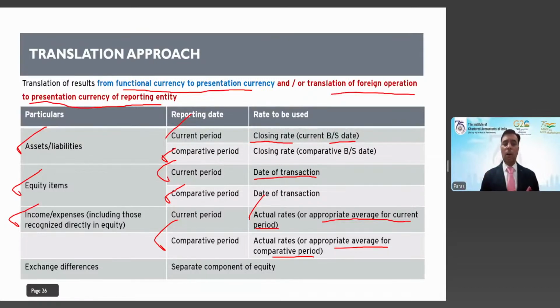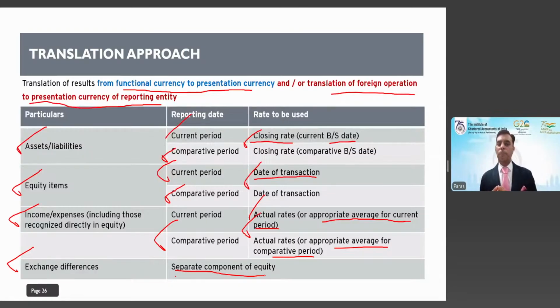Now you can see assets and liabilities have been translated using the closing rate. Equity items have been recorded using the rate on the date of transaction, and income and expenditure have been translated using either the actual rates or the appropriate average rate of that particular period. So there will be a delta, a balancing figure, and this delta will be considered as exchange difference. This is commonly known as FCTR, foreign currency translation reserve. This reserve is required to be disclosed as a separate line item in the component of equity, that is SOCIE, the short form of statement of changes in equity, right? So you need to disclose this FCTR as a separate line item in the statement of changes in equity.